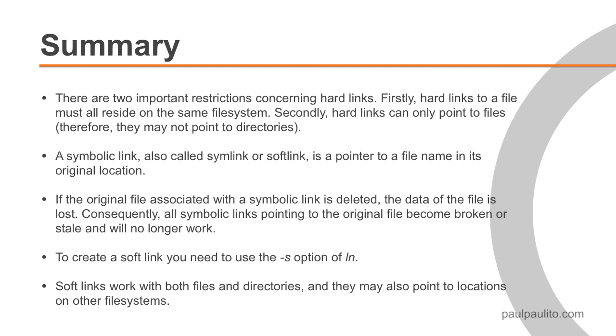A symbolic link, also called symlink or soft link, is a pointer to a file name in its original location. If the original file associated with a symbolic link is deleted, the data of the file is lost. Consequently, all symbolic links pointing to the original file become broken or stale and will no longer work. To create a soft link, you need to use the -s option of ln. Soft links work with both files and directories, and they may also point to locations on other file systems.